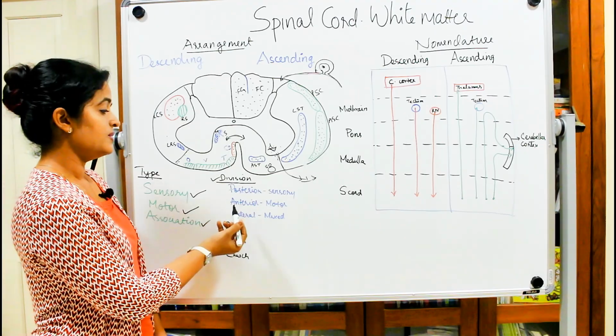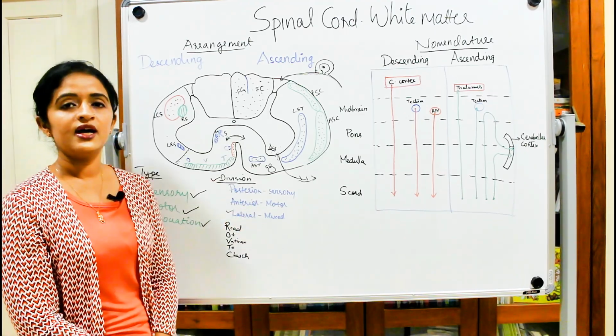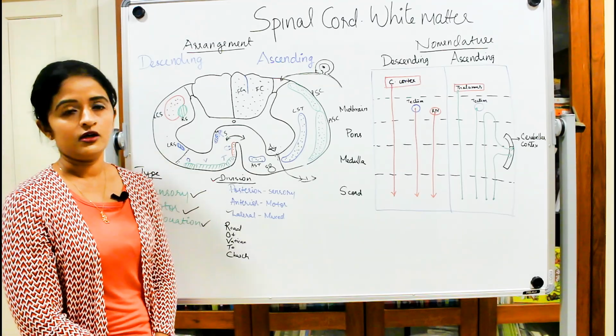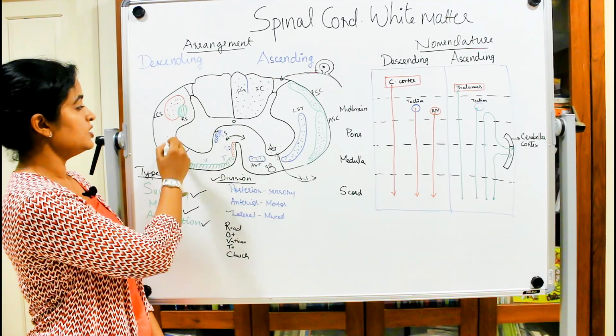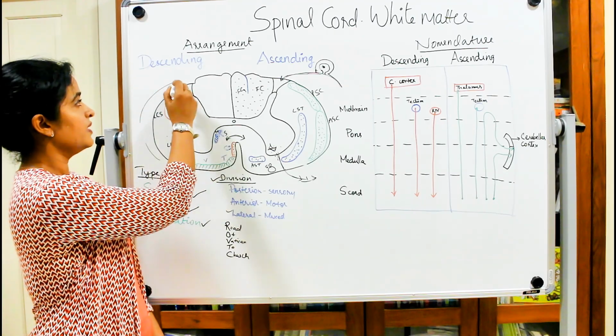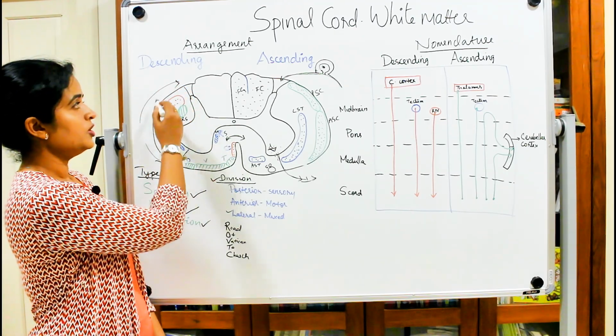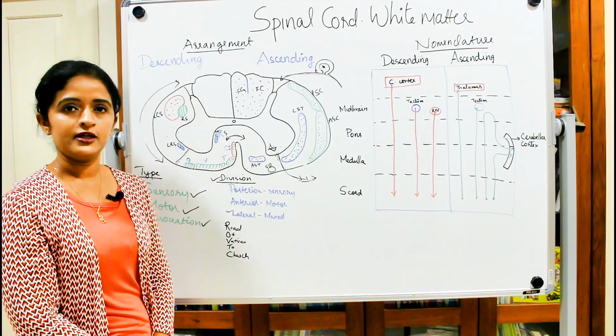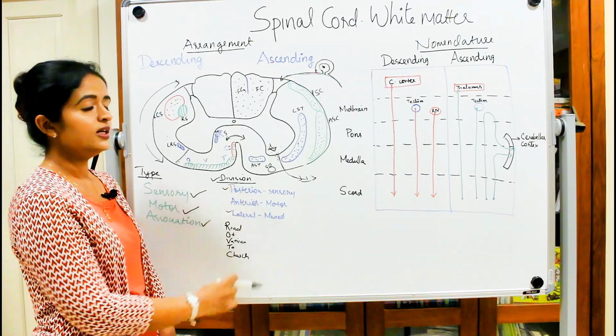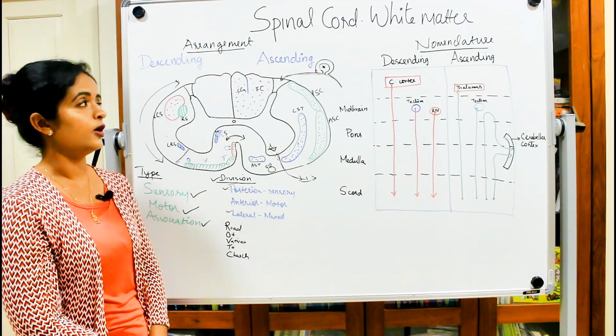Now the next one is lateral column. What do you mean by lateral column of the spinal cord? That is the region of the spinal cord lying between the two horns. So this region from the anterior horn to the posterior horn is known as the lateral column of the spinal cord. And finally you have the posterior column of the spinal cord.